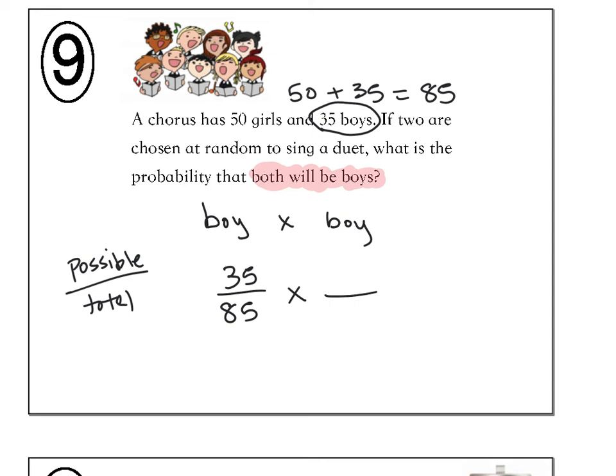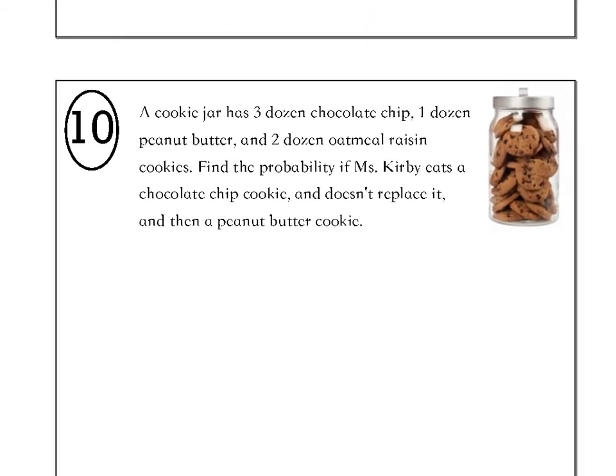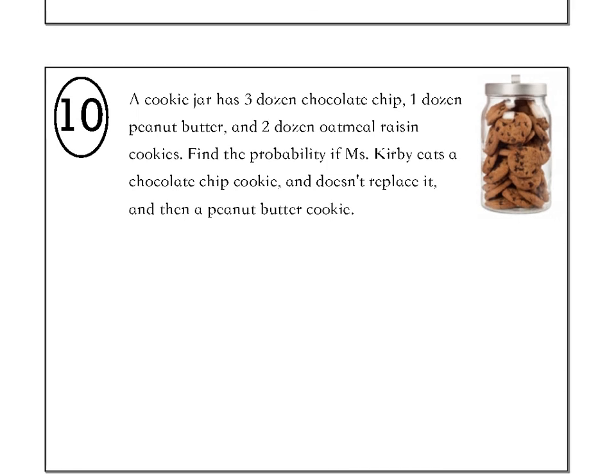kids. All right, now that boy has already been chosen, right? So let's say it's this guy right here. So he's already chosen. So that means we're down to only 84 kids to choose from. And for choosing a second boy, there are only 34 boys remaining. All right, go ahead, multiply those straight across. Find your probability.